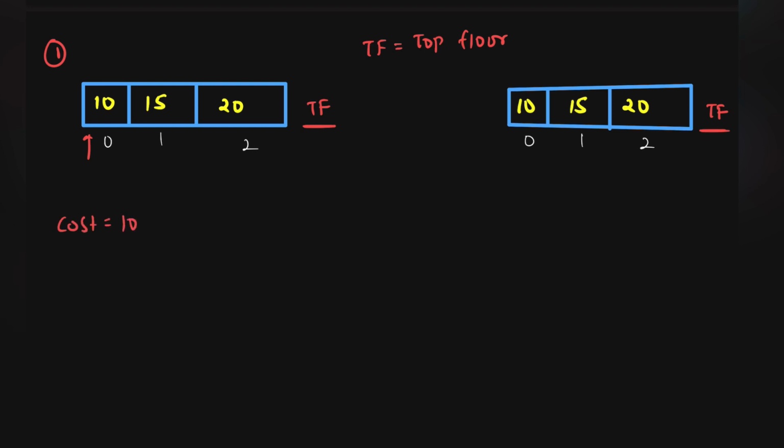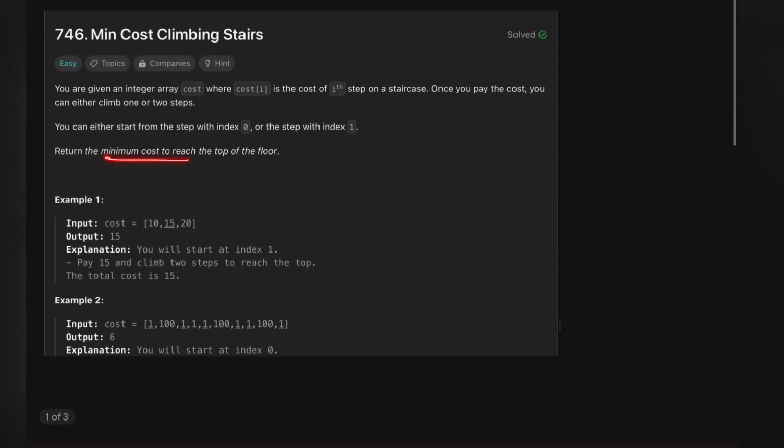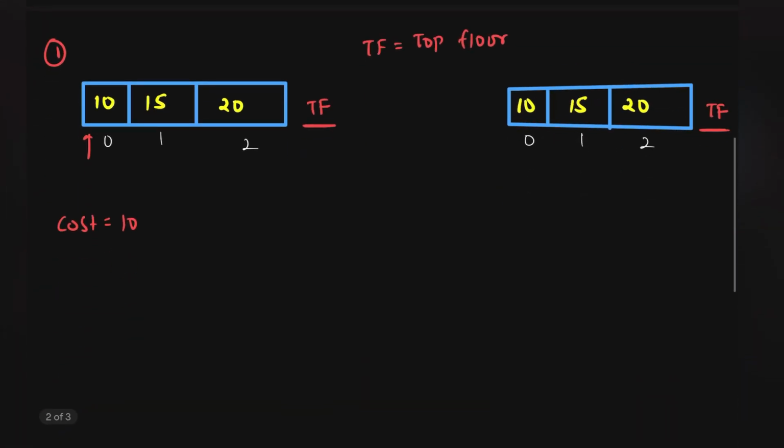Now I have two options: either I can jump one position or I can jump two positions. If I jump one position, again I need to pay 15 rupees. So rather than jumping one step, I will try to jump two steps, because at the end what we need to return is the minimum cost. So I will jump two steps over here. Right from this position, I came to this position, so we took a 2 jump.